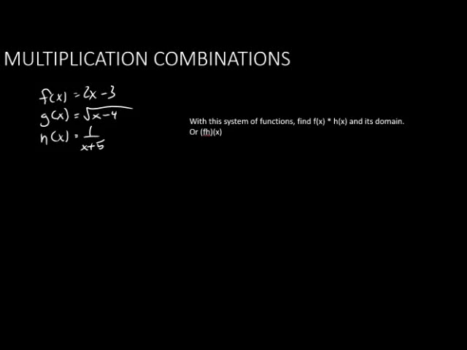Here we'll do an example of a multiplication combination. Here we have the same system as in the previous video, but now we're asked to find f(x) times h(x), or fh parentheses x. Anytime you see fh with these two letters written directly next to each other, like I'm underlining now, that represents multiplication. So you will not always see a multiplication sign, but two letters sandwiched together inside of the same parentheses represents multiplication.